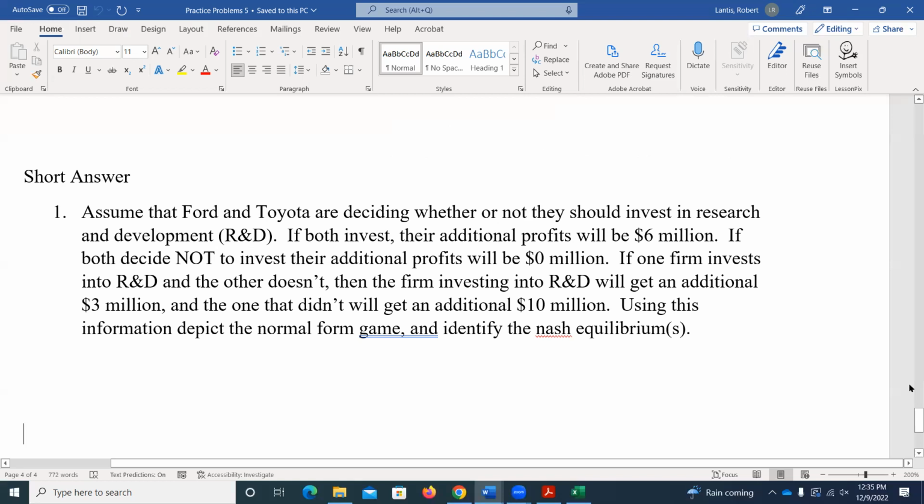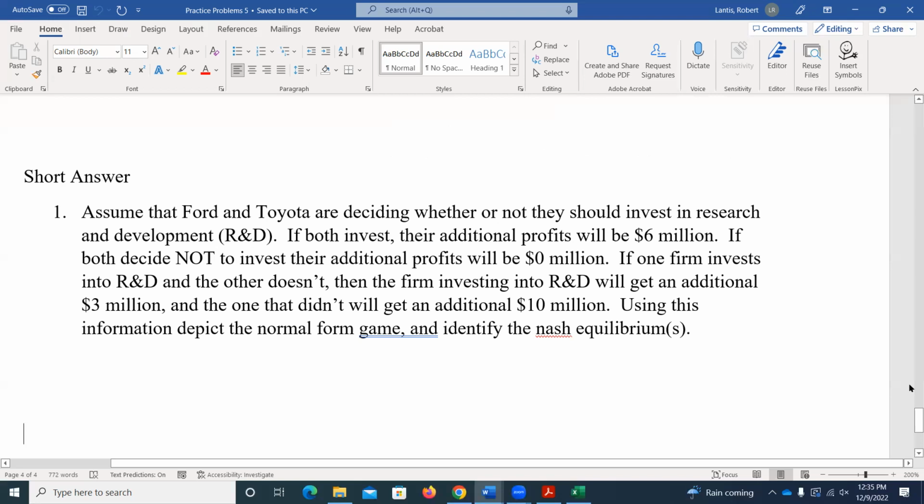So how do I solve this, right? I try to figure out what each person's best response is to the other person's choice. So if I think about Ford choosing to invest, what's optimal for Toyota to do? 10 million is higher than 6 million, so they would choose not to invest. If Ford is choosing not to invest, what should Toyota do? 3 million is higher than 0, so they should actually choose to invest.